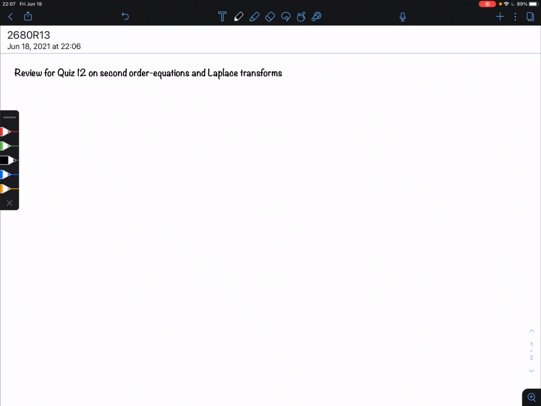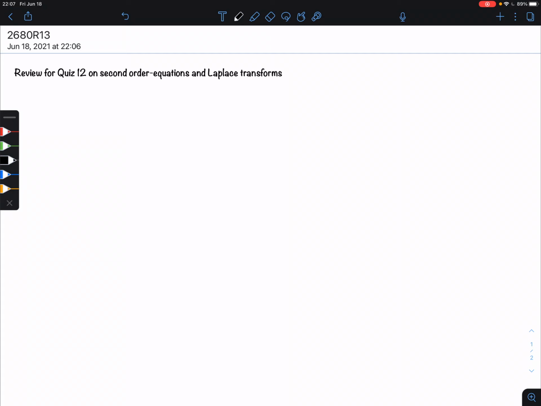Well, hello. We're going to do a review for the last quiz. It's going to be a double quiz because it's both a quiz on Laplace transforms and convolutions, as well as on solving general second-order equations, and I'll explain how it works. So here's my first example.